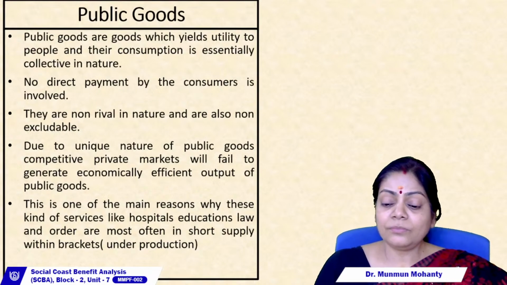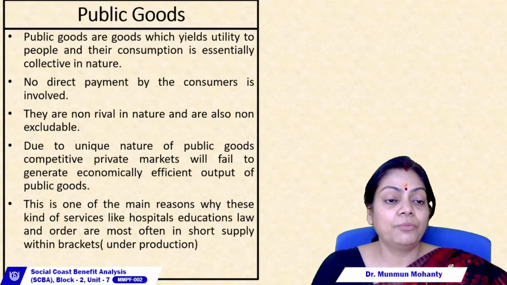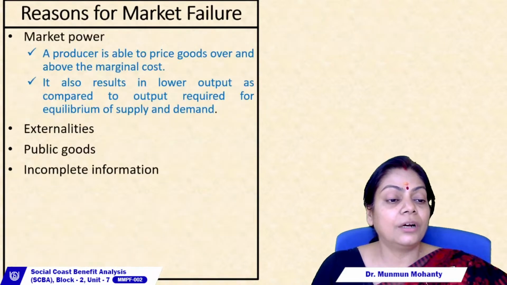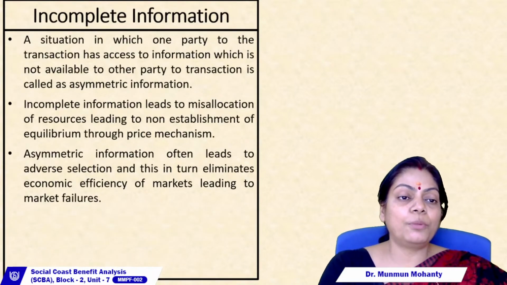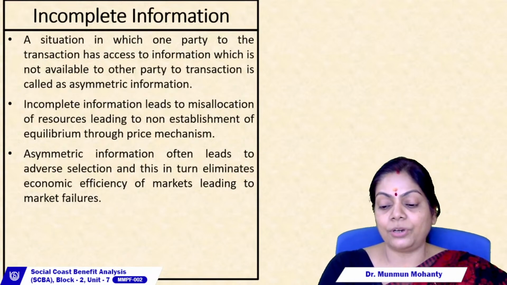Then, the last of the four points is incomplete information. Incomplete information is a situation where, see, we talk about asymmetric information.